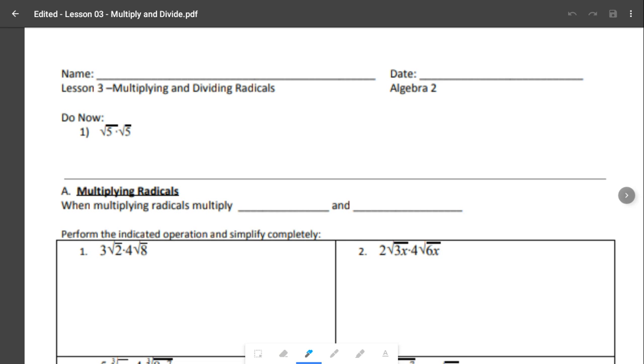Hey guys, today we're going to multiply and divide. So to get started, here's a do now. So press pause and try it out. And then when you're ready, press play again.